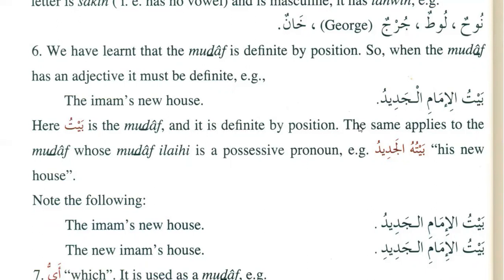Baytuhu al Jadid, his new house. Now the following: Baytul Imam al Jadid, the new Imam's house. Here Jadid is used for Bayt, so it is marfu. So the house is new. But here the house is not new, but the Imam is new. So Imam is majroor because it is mudaf ilay, so its adjective is also majroor.